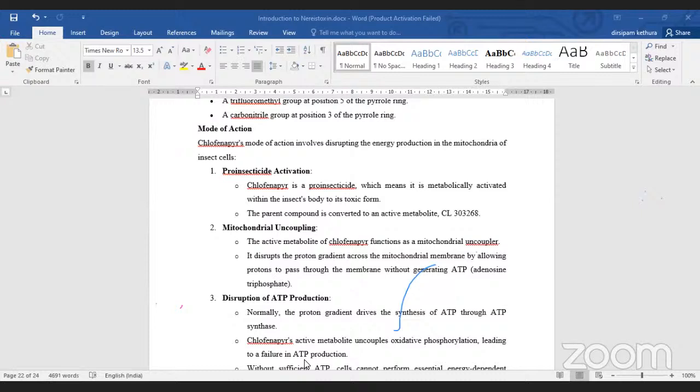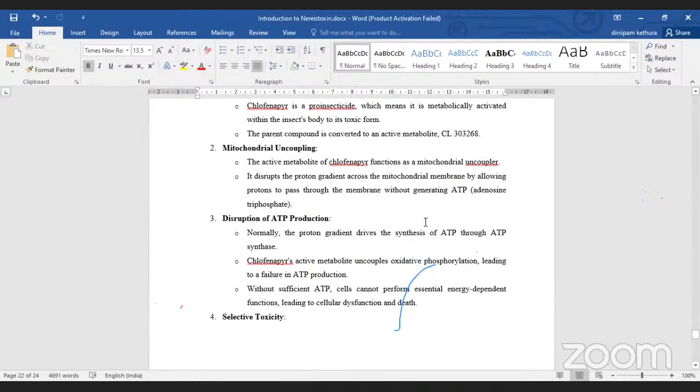So when there is no sufficient amount of the energy which is required for the survival of the organism, that leads to the death of the organism. That means you are going to see the depletion in the energy. Okay, that's how it acts. In this, the first one is pro-insecticide activation, because this chlorfenapyr is a pro-insecticide. It should be metabolically activated in order to show its toxicity on the target organism.